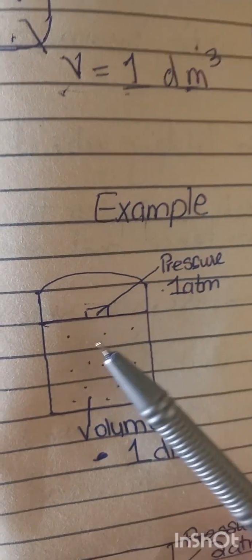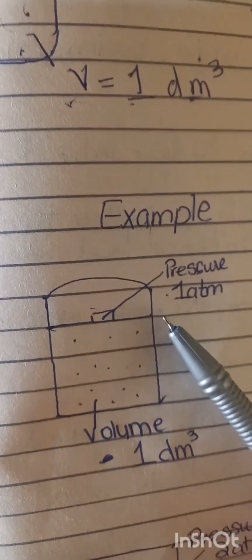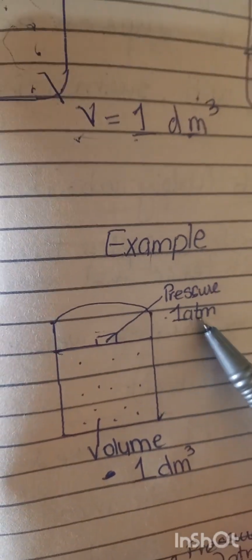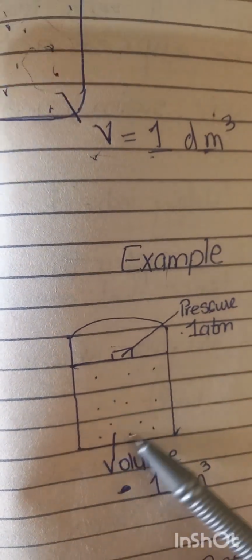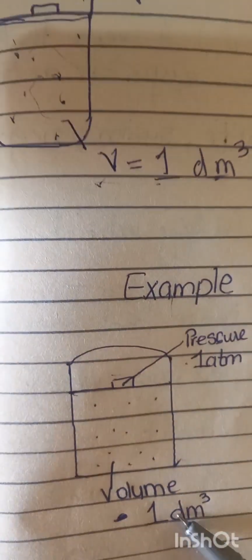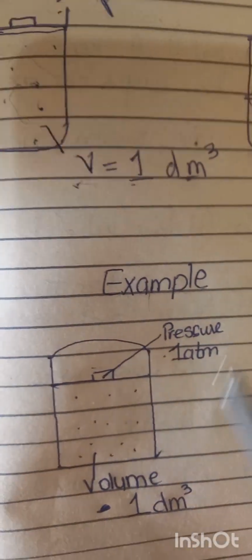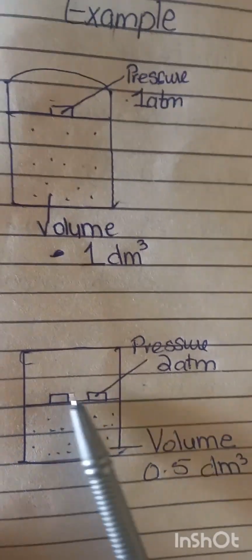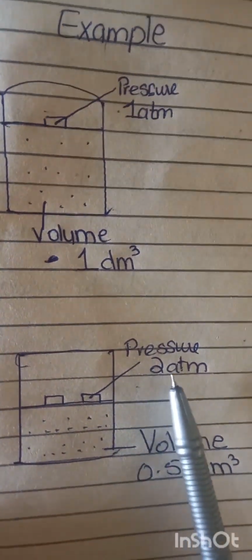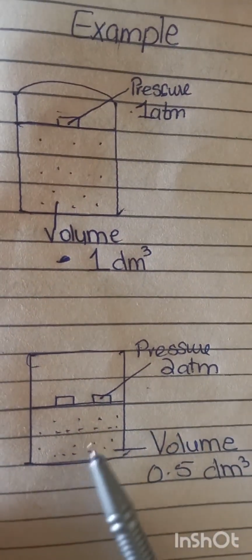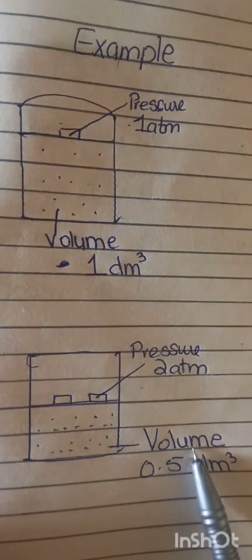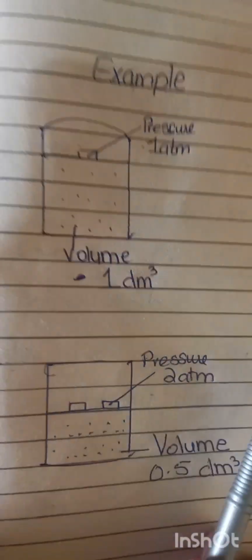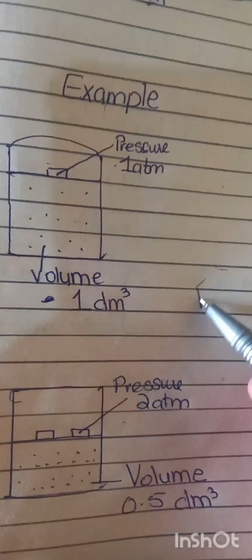For example, you have a container with a movable piston and you apply pressure on it by keeping some weight. For example, the pressure is 1 atm, atmospheric pressure. This is the volume of the container, for example, 1 decimeter cube. Now, if you apply more pressure on it, for example, you double the weight, the pressure becomes 2 atm. As a result, the volume decreases and becomes 0.5 decimeter cube, in a case where the temperature is constant.